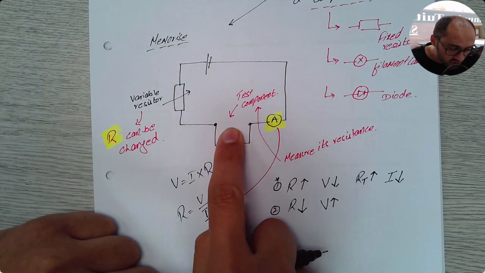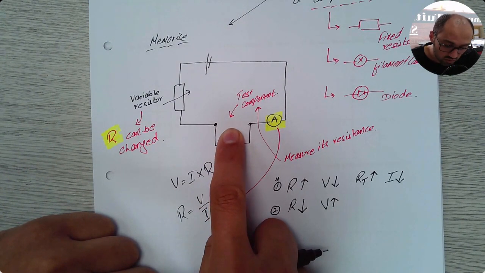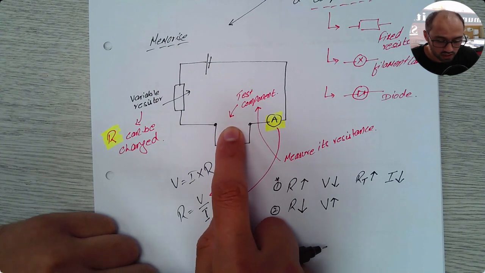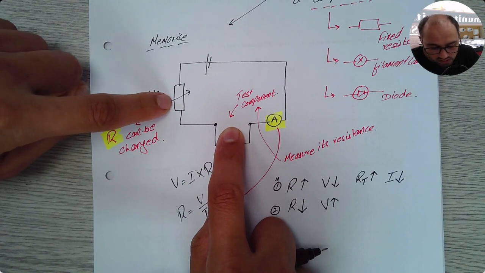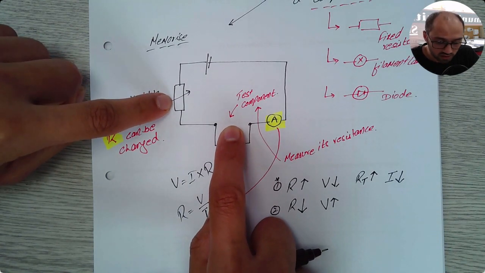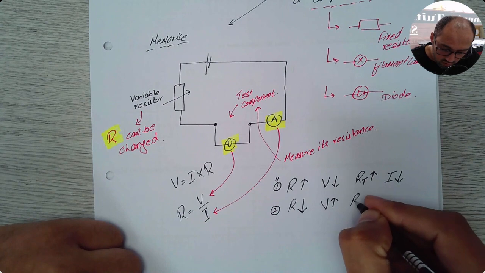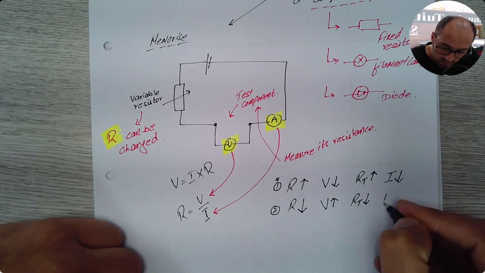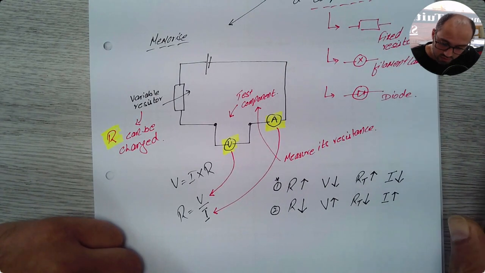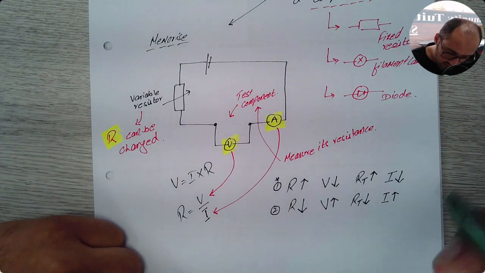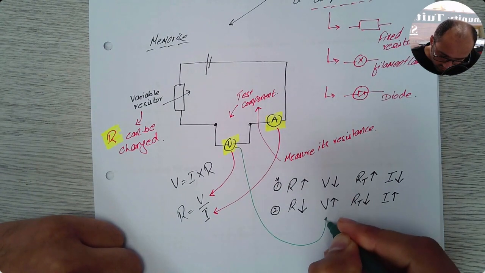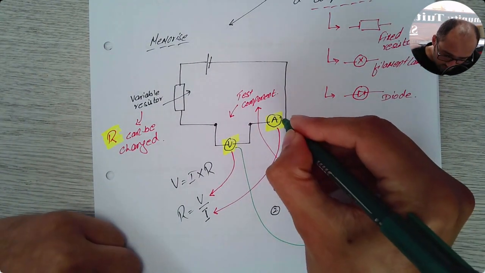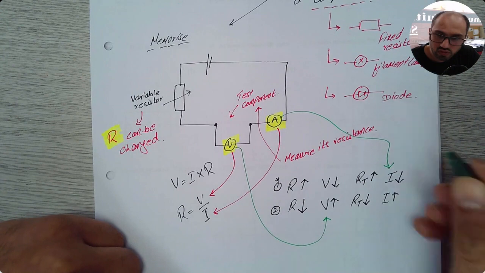Second bit, I did not change the value of resistance of this resistor, so it will not change. However, the value of resistance of this component has now been lowered. So if I combine them two together, my total resistance would have gone down. If the total resistance goes down, then the value of current will go up. Reminder, I'm talking about these values over here.